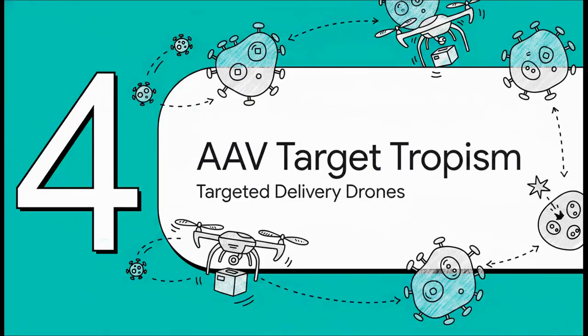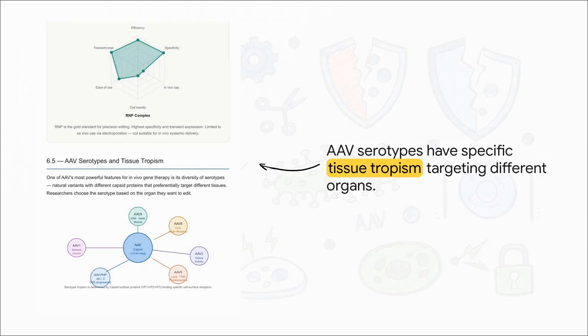Section 4. AAV target tropism. Now, what's really interesting about this slide is that despite that size constraint, AAVs remain incredibly popular. And that's because of their superpower, target tropism. They're basically targeted delivery drones. Natural variants of AAV, called serotypes, preferentially target completely different tissues. This tropism is determined by the specific viral capsid proteins on their surface.